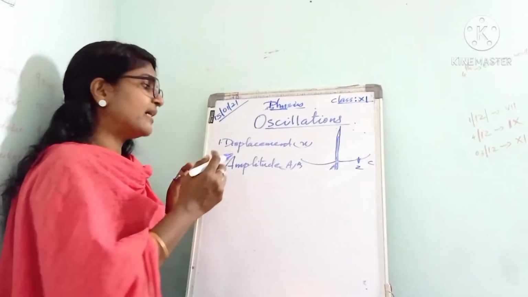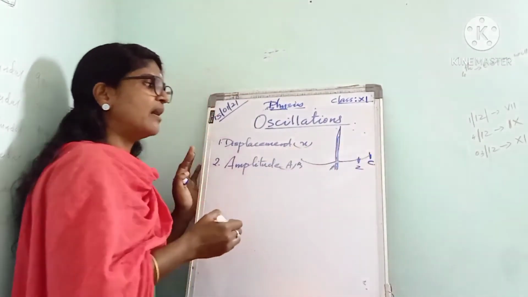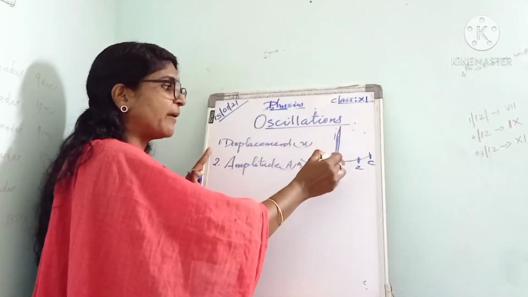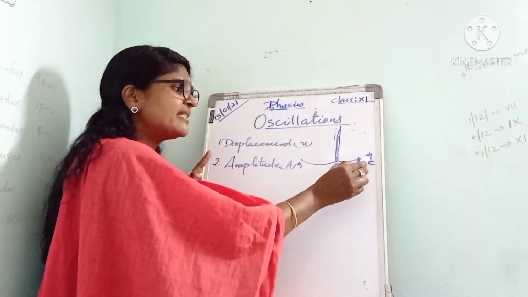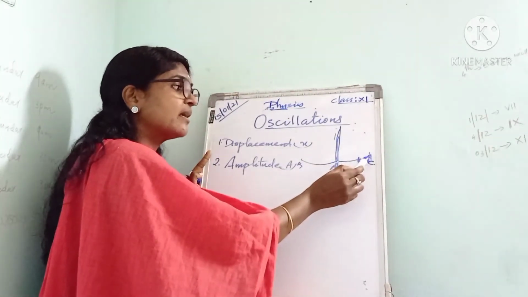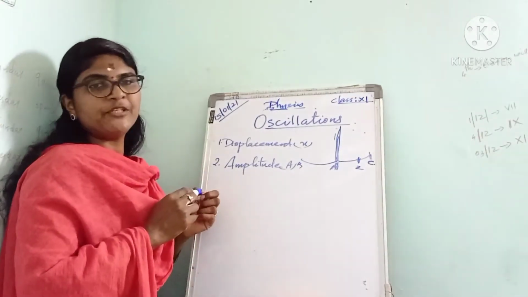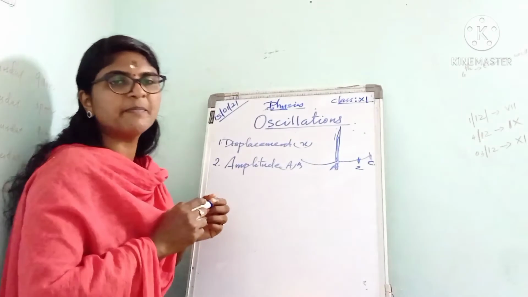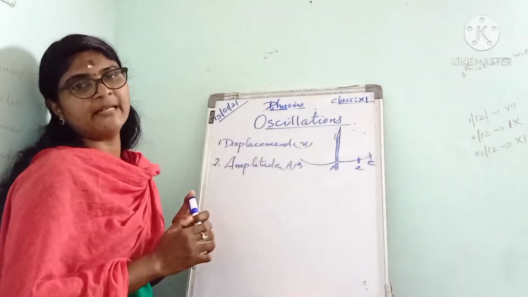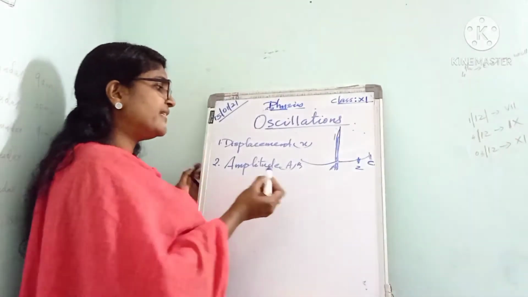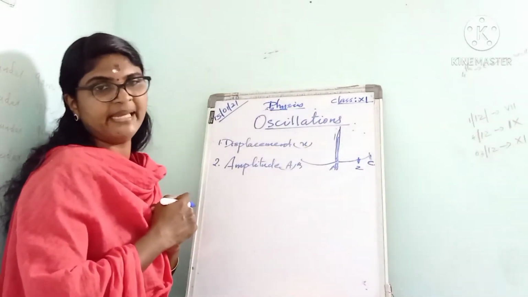Suppose this is the amplitude of the oscillating particle from the mean position A. This is the maximum distance that the vibrating particle can go. What is amplitude? The maximum displacement of an oscillating particle on either side of the mean position. It is represented by A, and its unit is also meter.